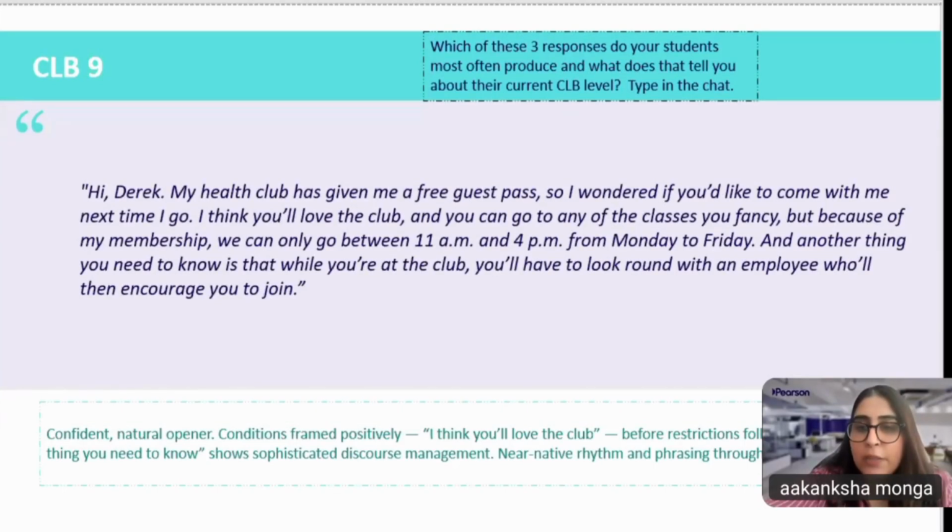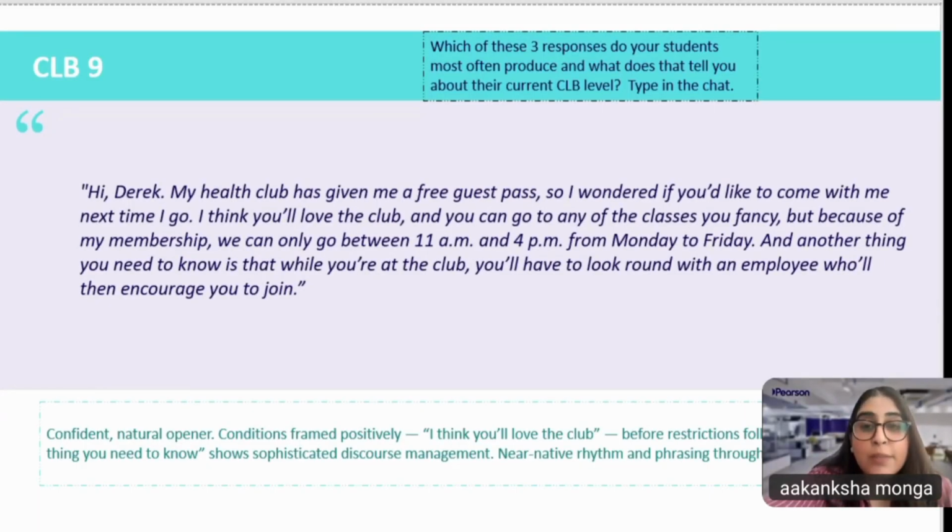So when they talk about restrictions, they have framed it a bit more positively, using things like, "and another thing you need to know." That makes it more natural. The rhythm of the answer is more natural. The phrasing is more natural. So once again, the task is complete. It's got more of a positive framing. That gets it a CLB 9.